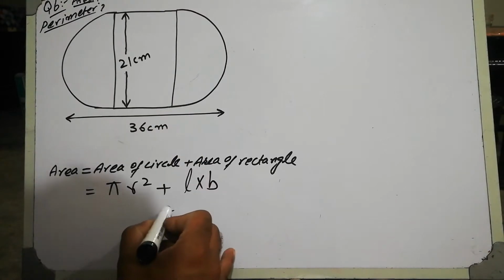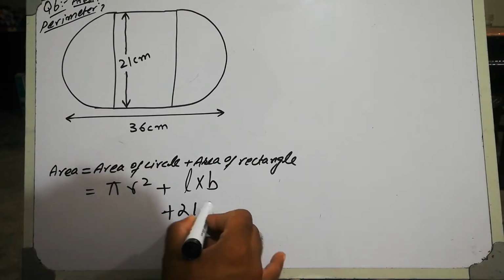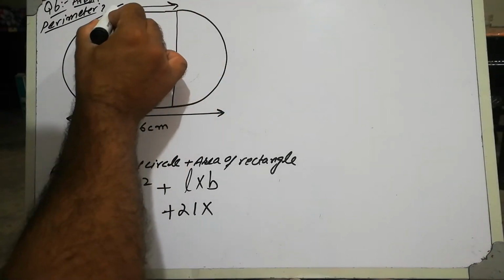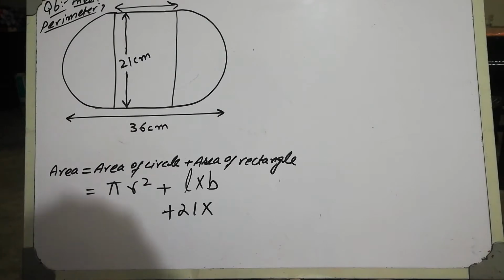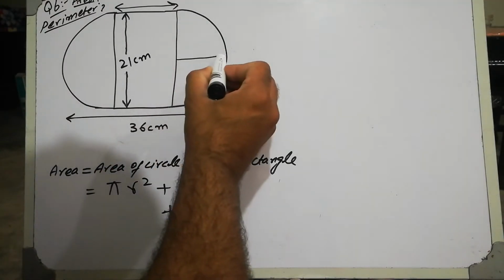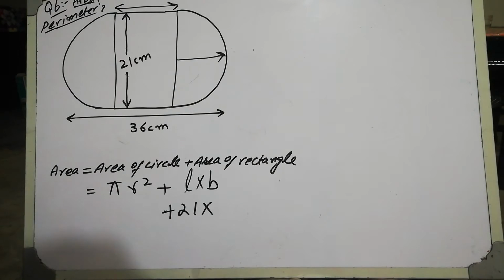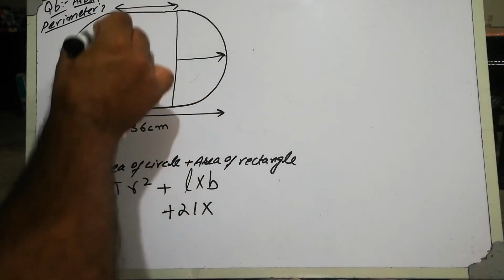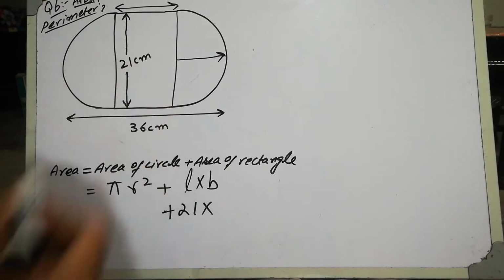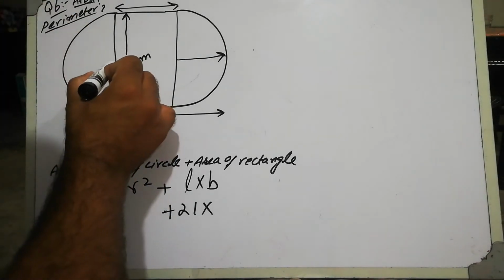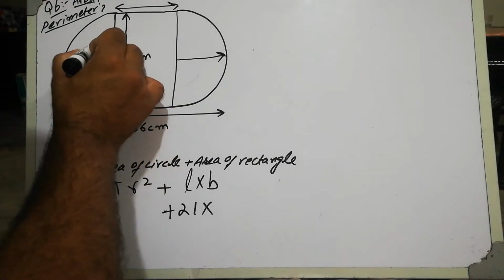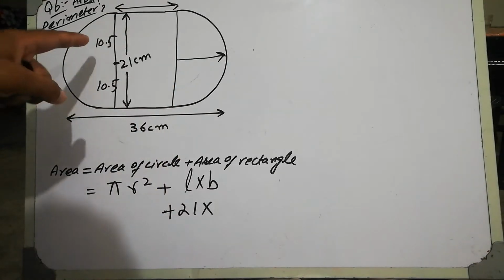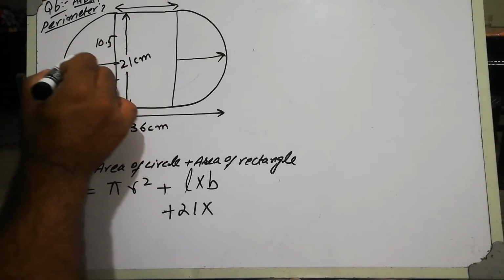We can clearly see the length of the rectangle is 21, but we do not know the width, and we also do not know the radius of this semicircle. Now we must know the radius of the semicircle. So we can clearly see this length is 21 centimeter, which is obviously the diameter of the semicircle. So half of 21 is 10.5. So 10.5 becomes the radius of this semicircle.